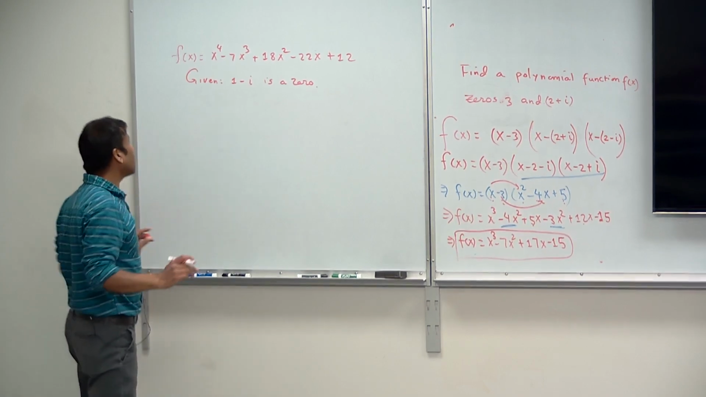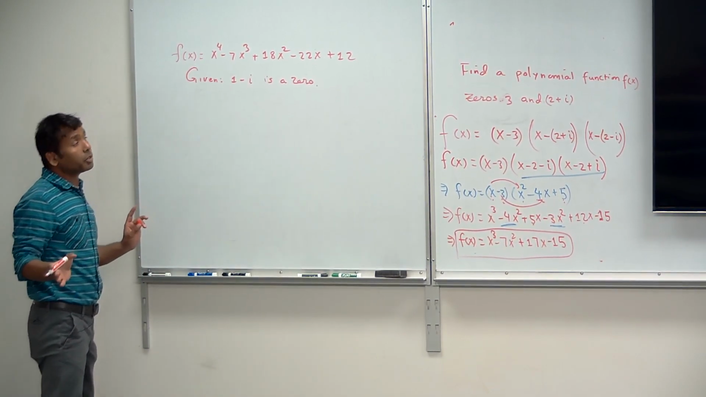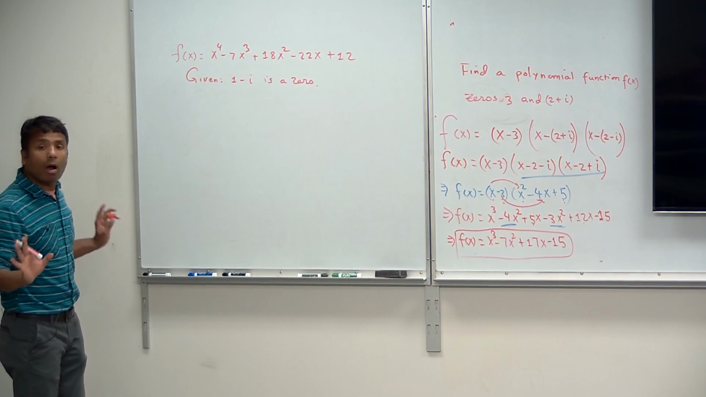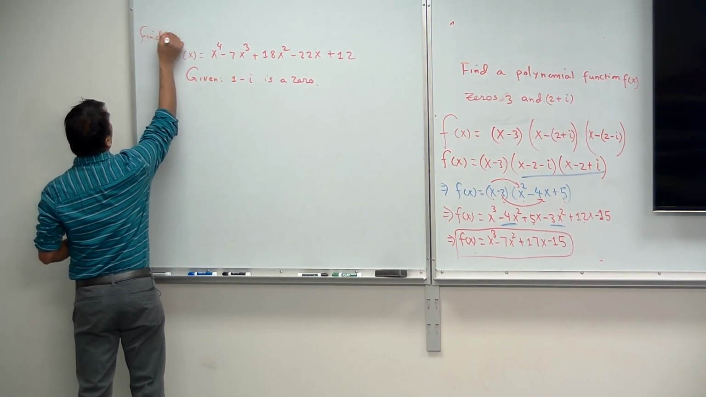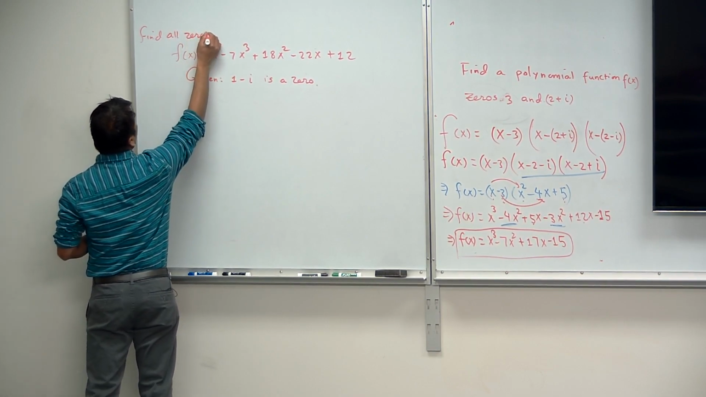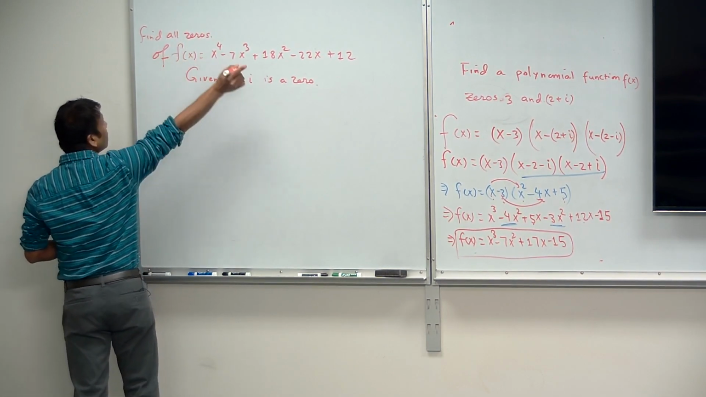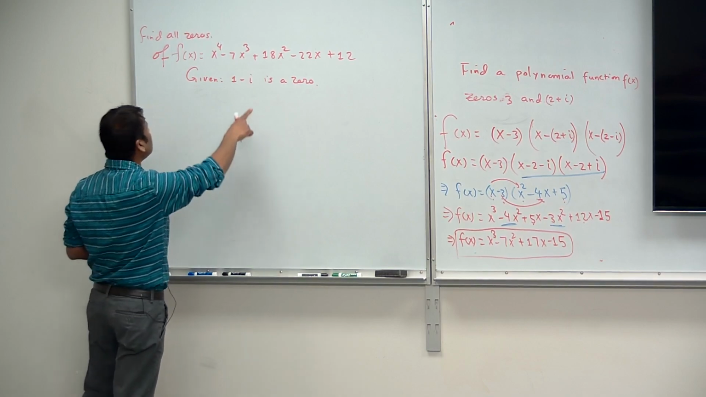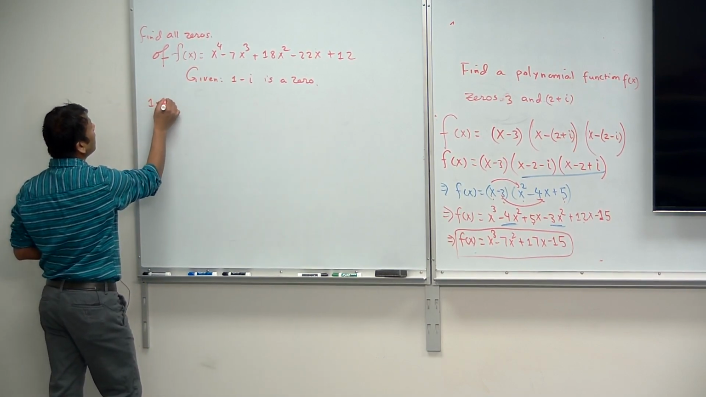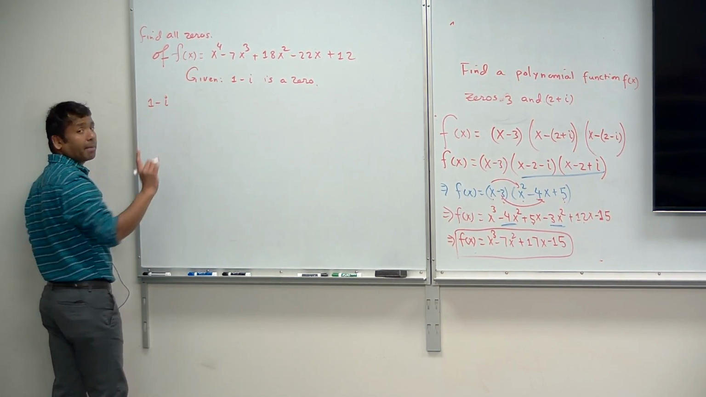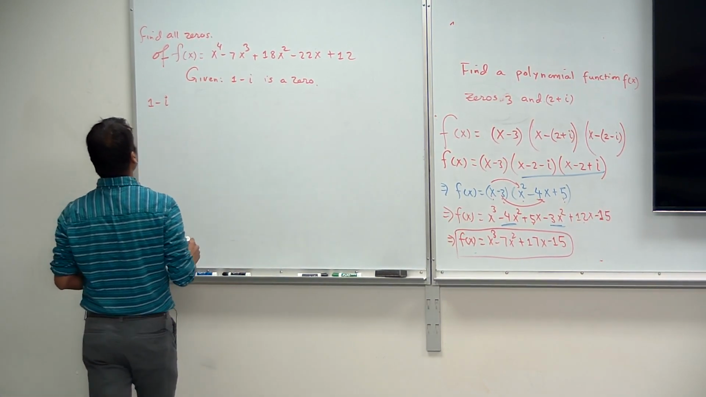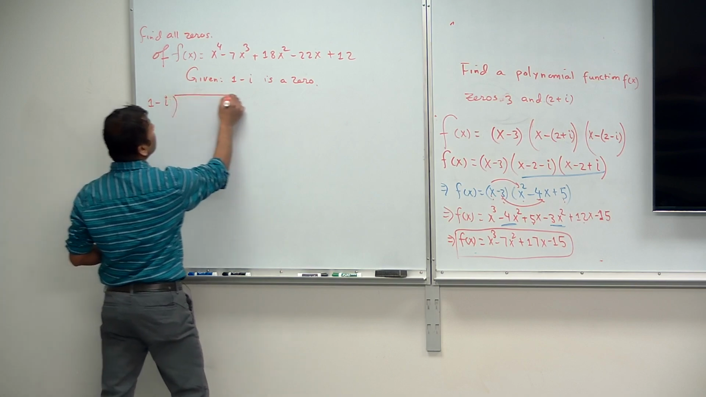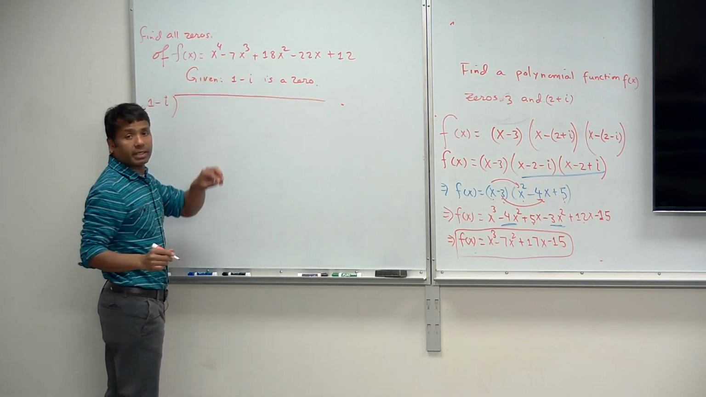Right? So now you can use synthetic division. And what you are supposed to do here, you have to find all zeros of this function, okay? So 1 minus i is a zero. So write down 1 minus i here. I'm going to use synthetic division, okay? 1 minus i is a zero, so you list all the coefficients, okay?